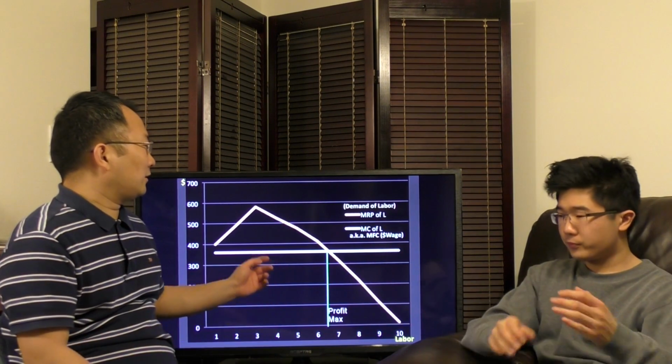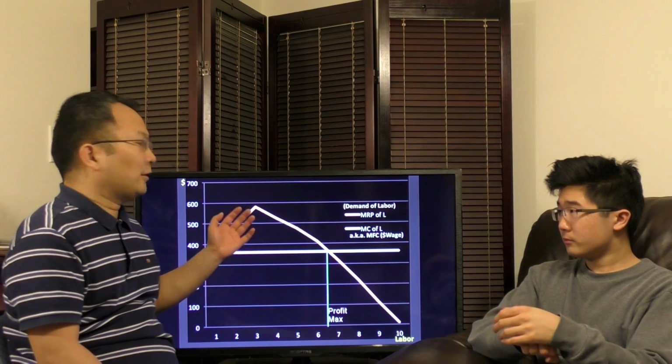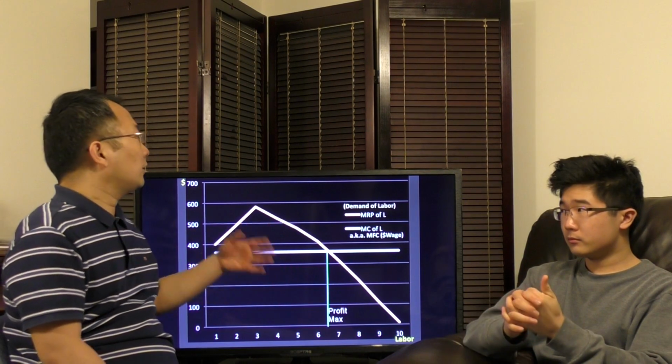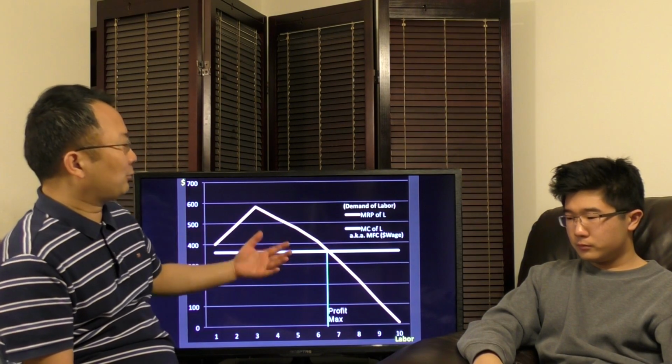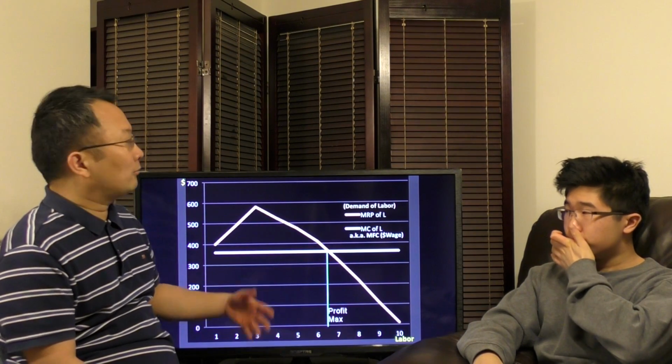So this is actually just a graphic interpretation of the previous slide. We just put the data into this and then we get this. It's pretty simple. Still the same one. Marginal revenue equals marginal cost of the labor, right?